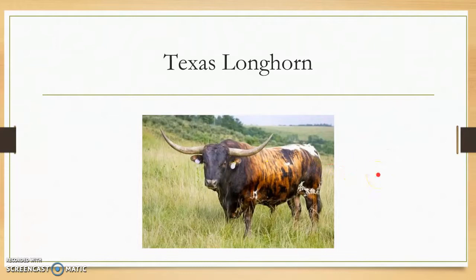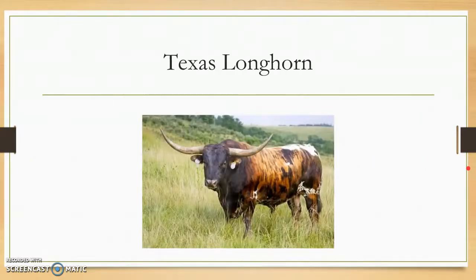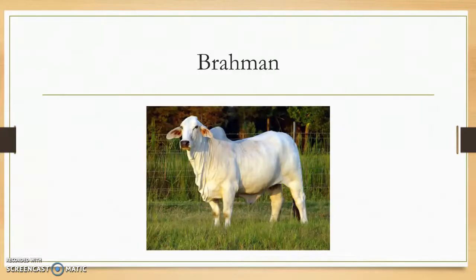So that's your Texas Longhorn. Easily identified by their very long rack of horns here. Oh, and your Longhorn can also vary in coat color. So this guy has a wild coat color, but they can pretty much be any color you can think of in the cattle spectrum. All right, and here's your Brahman.